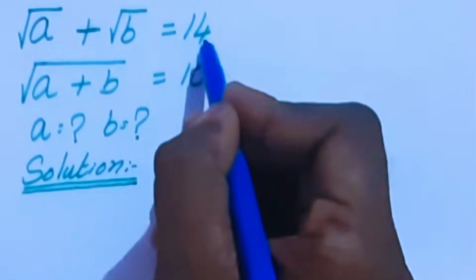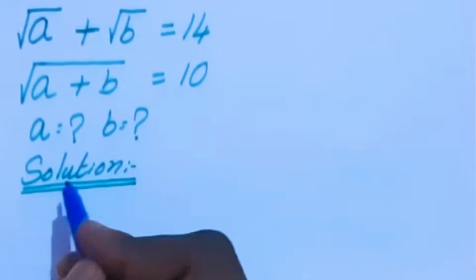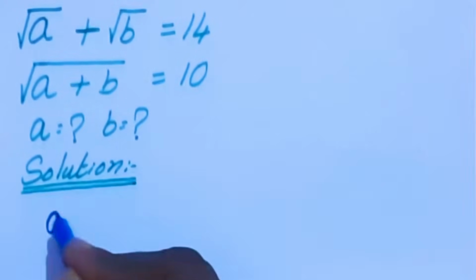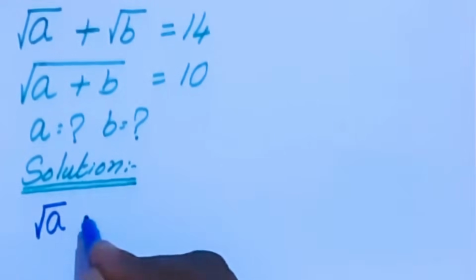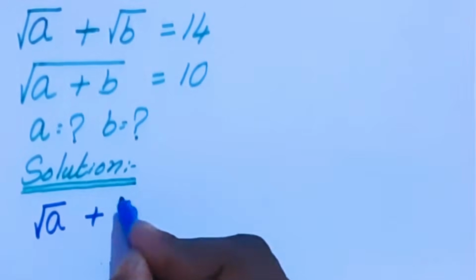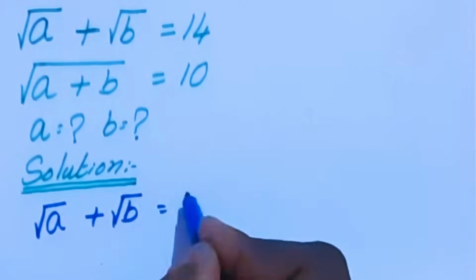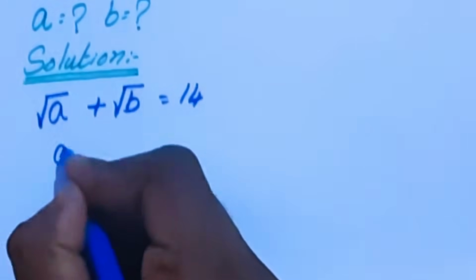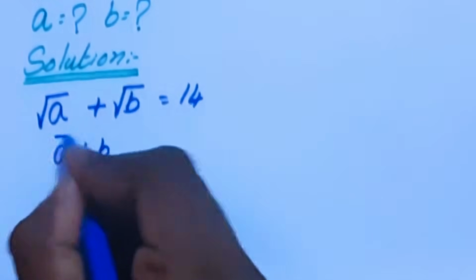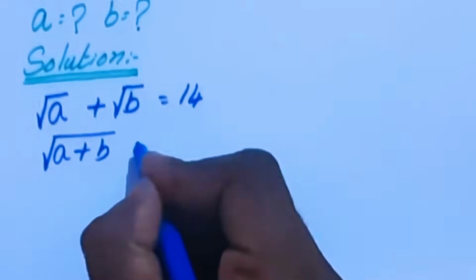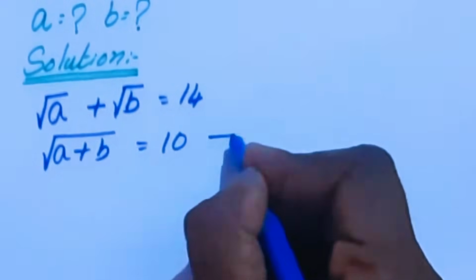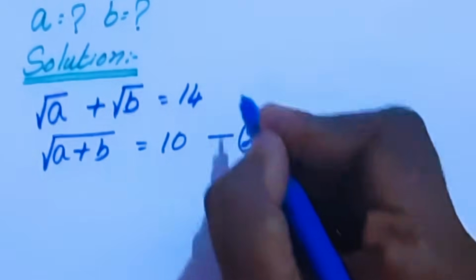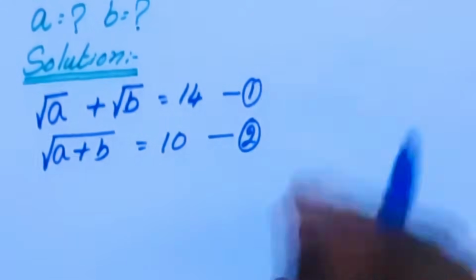Today we are going to solve this problem to find a and b. Solution: square root of a plus square root of b equal to 14. Square root of a plus b equal to 10. This is equation 2. This is equation number 1.